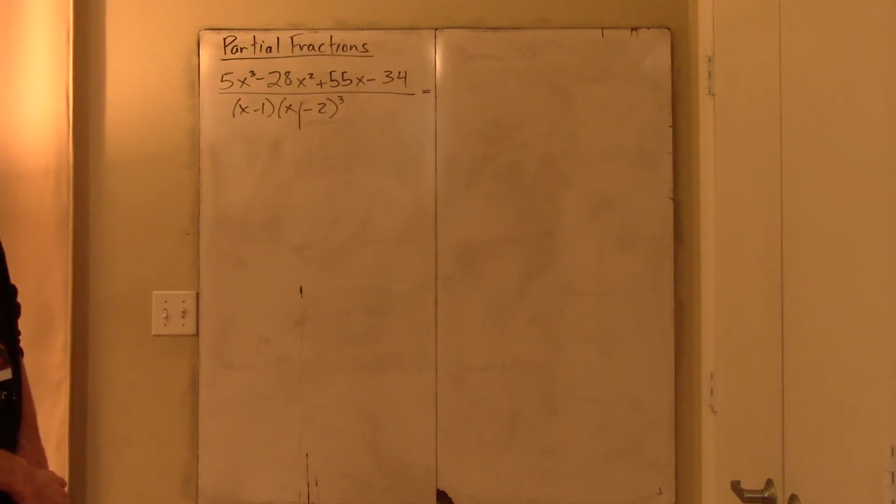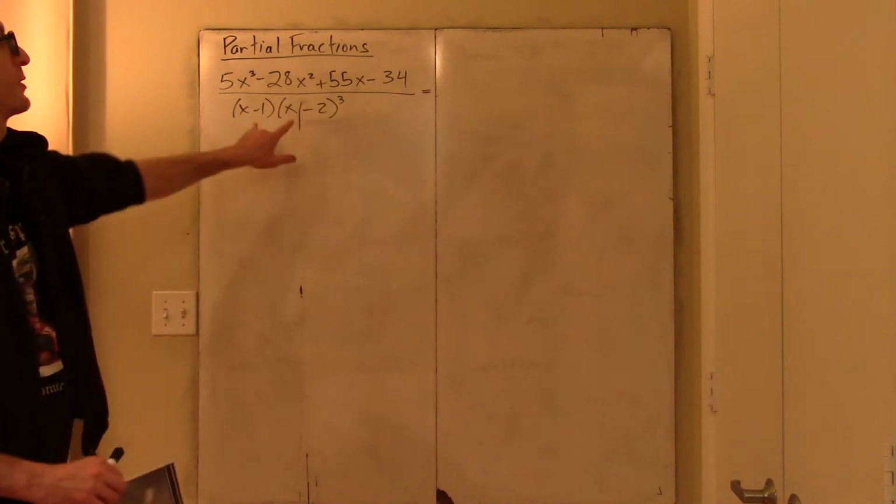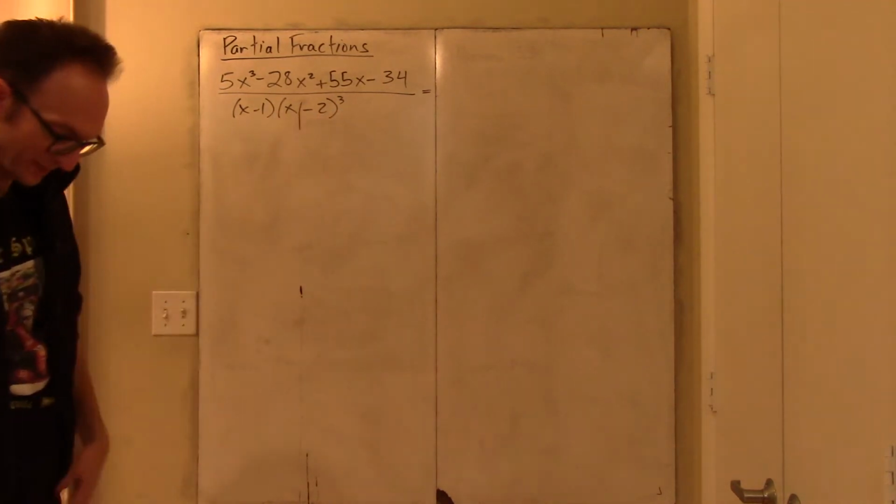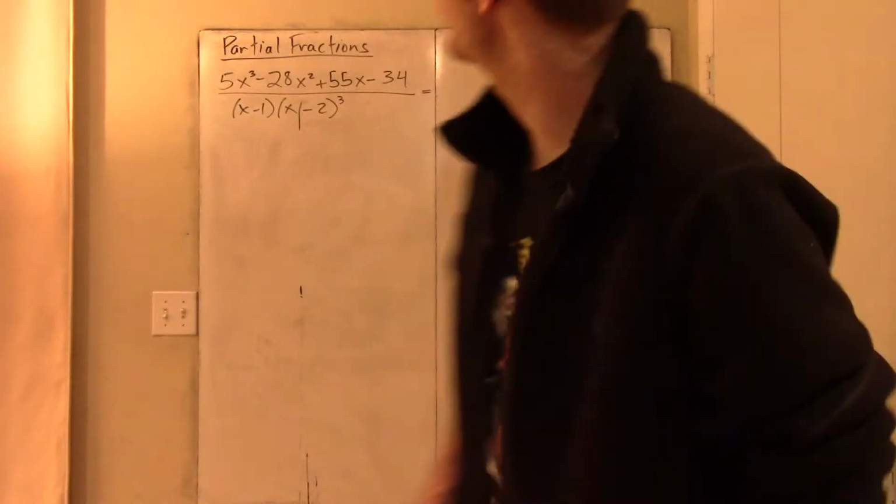So here we go. This is a partial fractions problem in which the denominator, here I factored it for you already, factors into a linear and the cube of a linear. Okay, so what should we sort of do now?